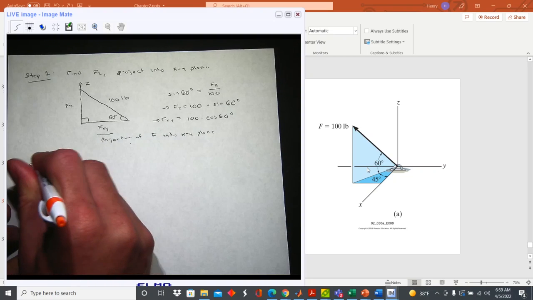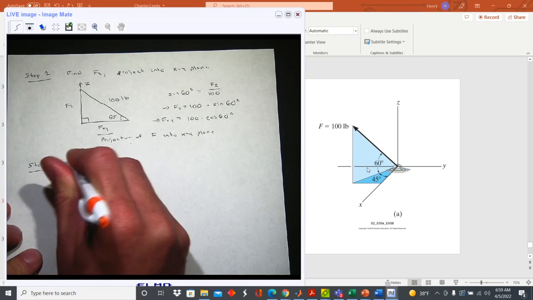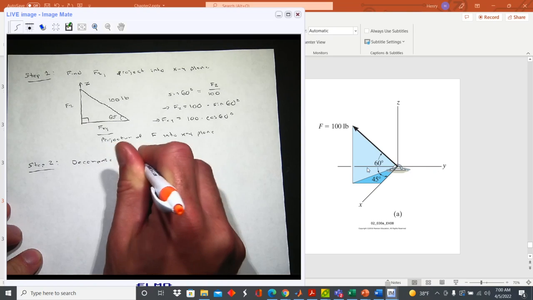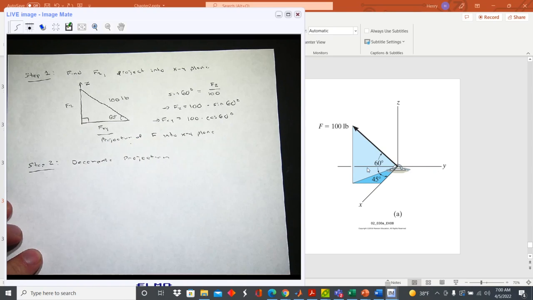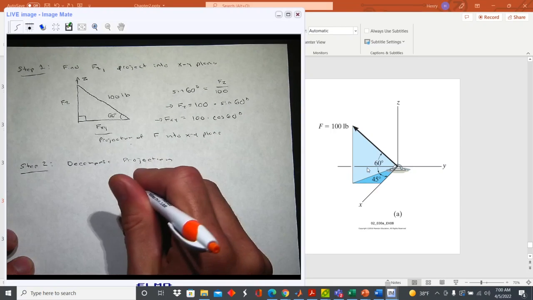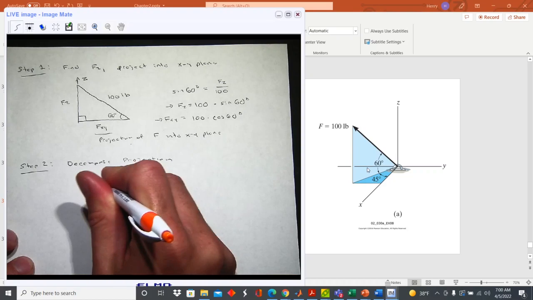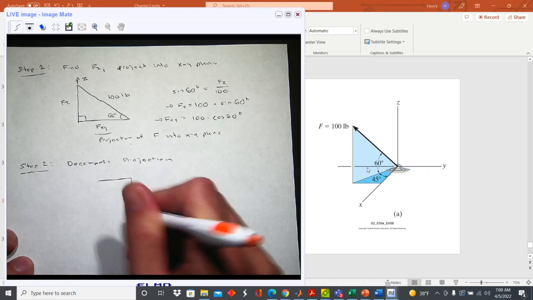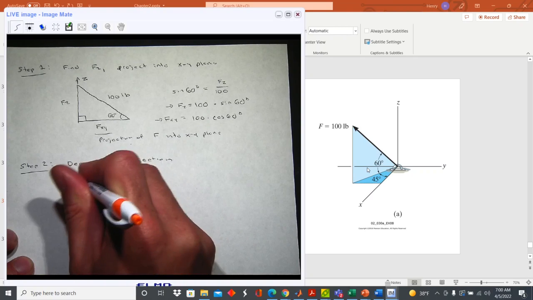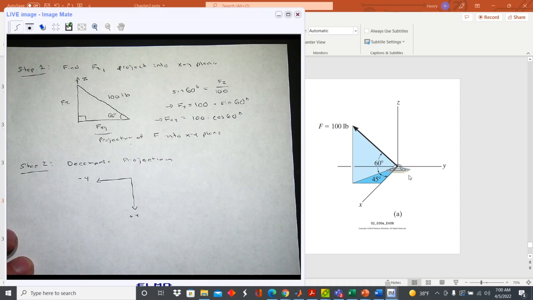So in step 2, decompose the projection. The reason I foreshadowed that a bit is that it will come into play in this next step. I have the projection, and I'm going to draw in a coordinate axis system here. Maybe that will help. So in this two-dimensional space, this is the positive x-axis. This is the minus y-axis. Notice that the projection of this vector lives in the positive x-axis and the negative y-axis.